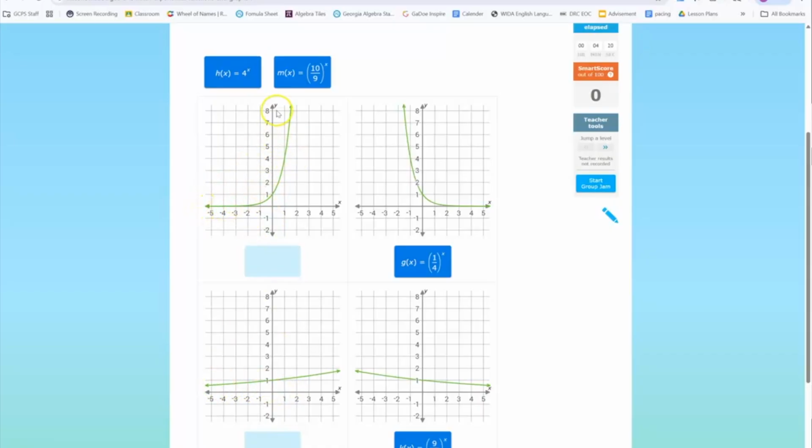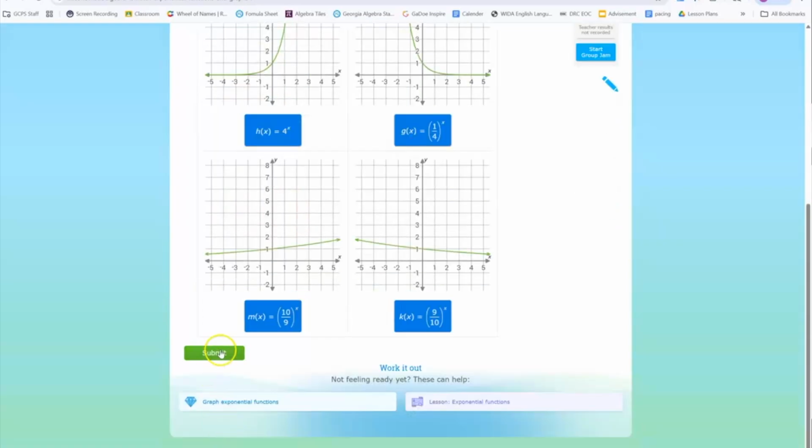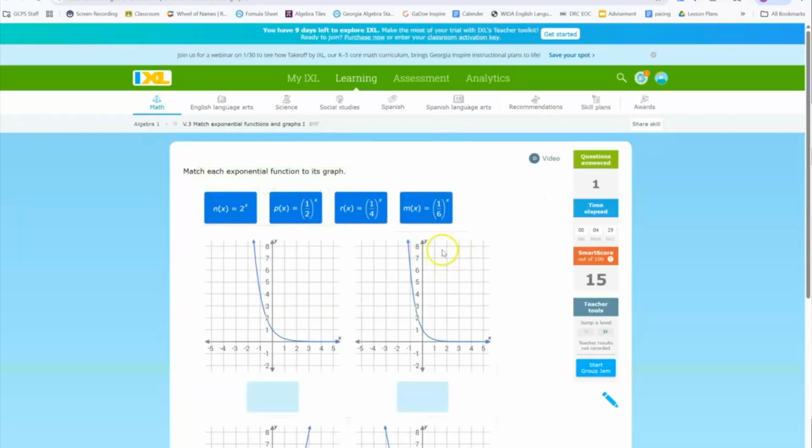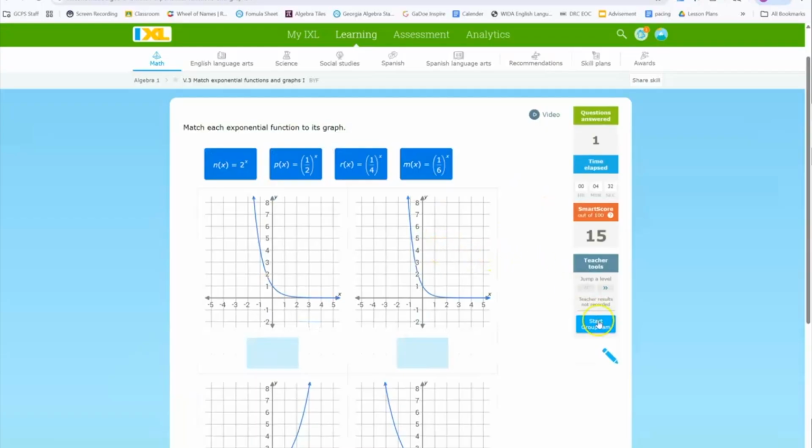The bigger the number, the steeper my slide. So this one is steeper than this one. So this one goes there, and that one goes there. And then you just submit your answer. And we're just going to practice a few of these until you kind of get the idea of it.